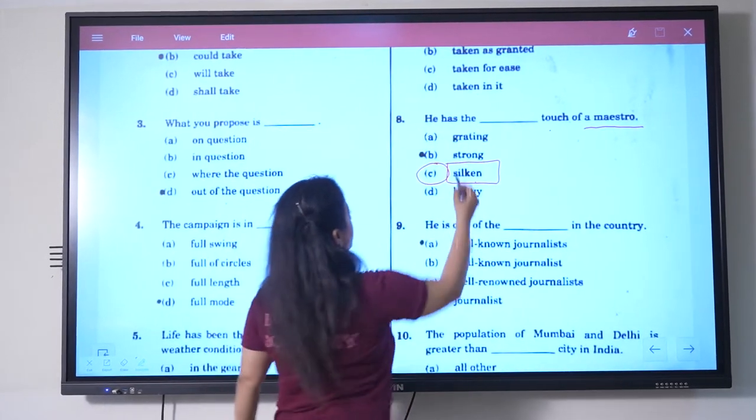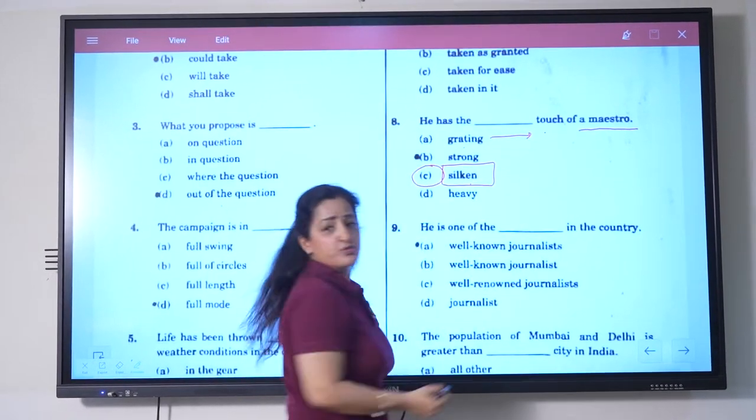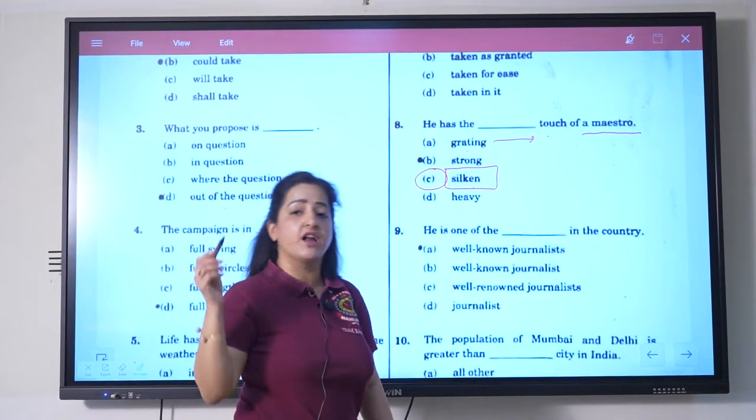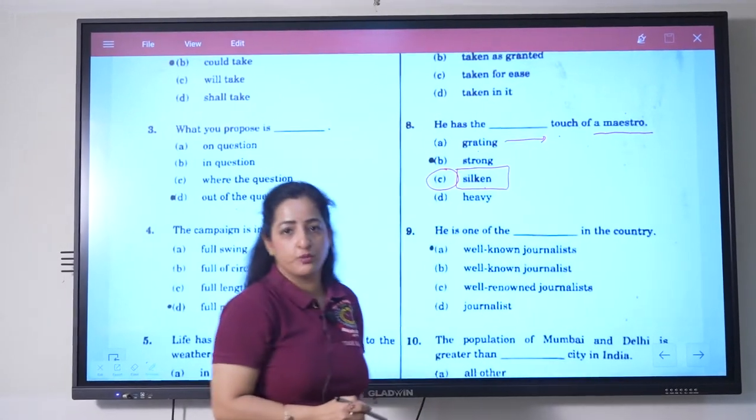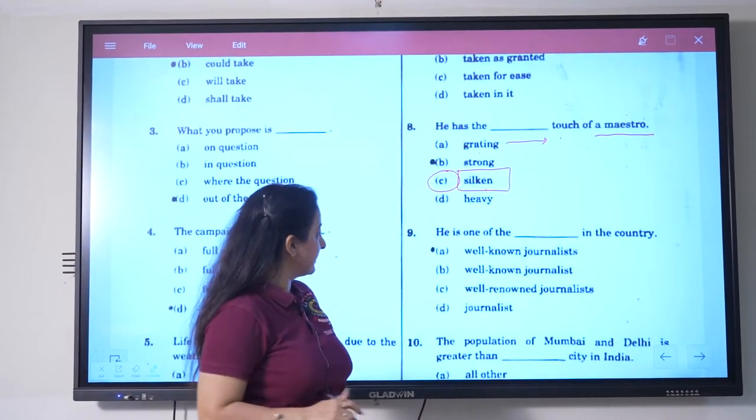And then why not grating? Grating is a very negative word. Grating means unpleasant and harsh, and it cannot be used with such a positive word like maestro. So which is why the answer is silken.